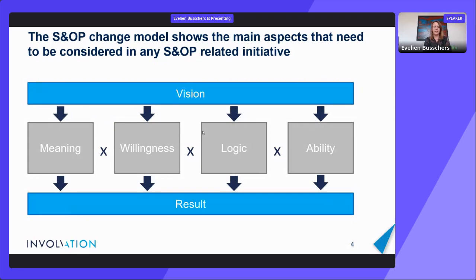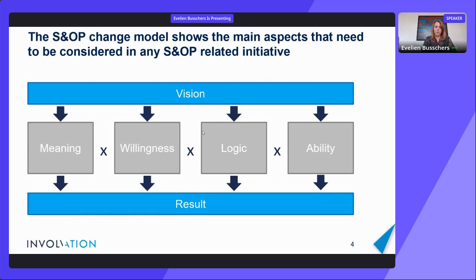The S&OP change model contains all the aspects that we need to consider with regard to change. So there's 4 aspects to take into consideration. Let's start with the meaning. This stems from the why. So what, for individuals, what does it bring to them? What are the benefits as an organization, but also to them as individuals?